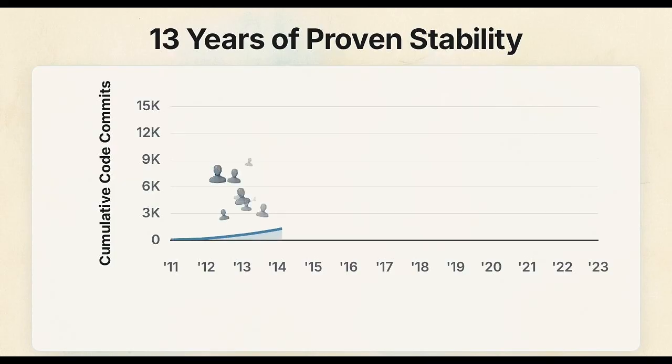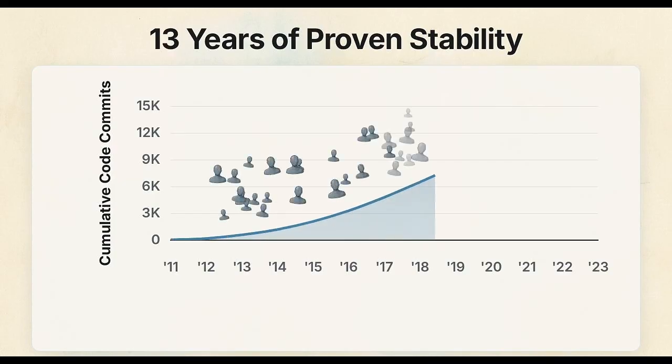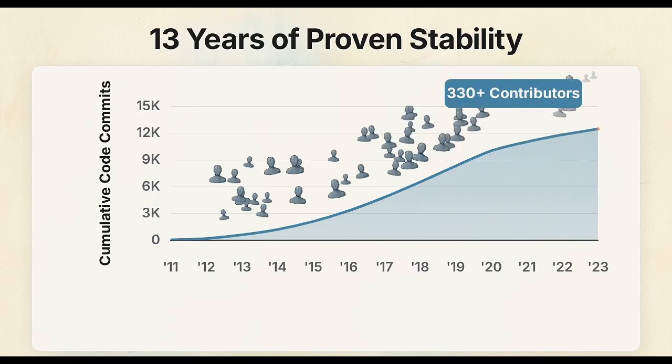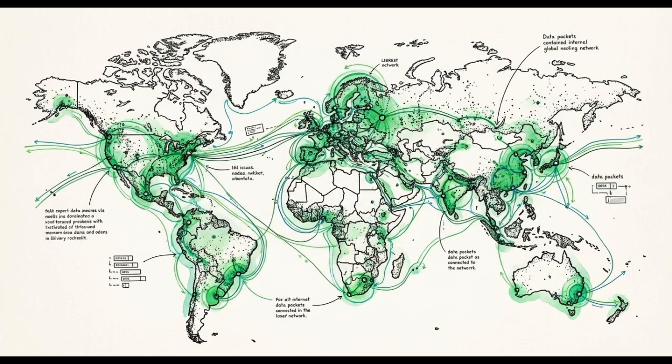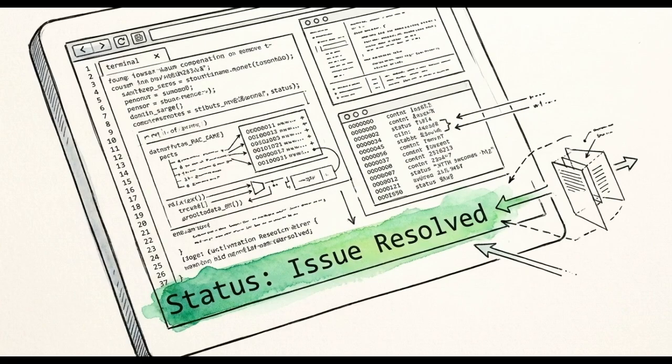The rising line represents over 12,000 distinct code commits, rigorously tested and submitted by a network of more than 330 independent contributors. This level of transparent, public oversight creates a development cycle where bugs are identified by a global user base and patched in days, rather than waiting for a vendor's quarterly update cycle.